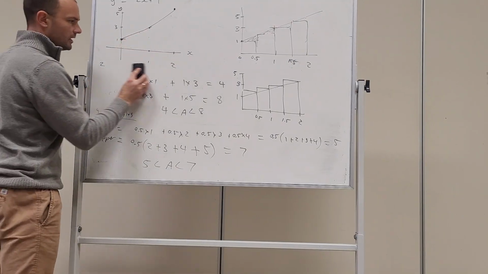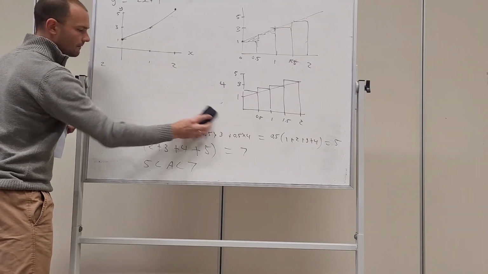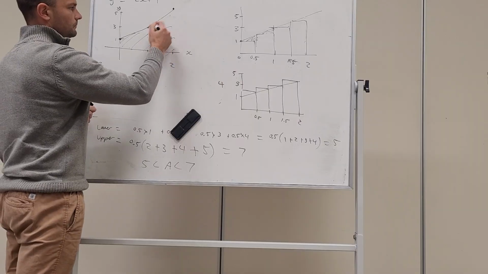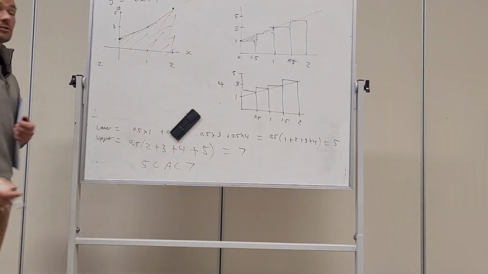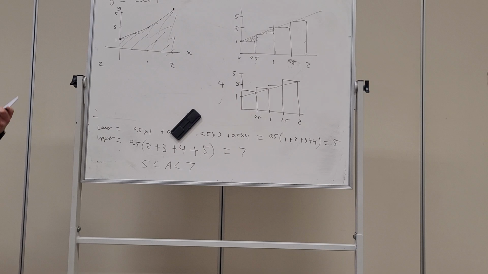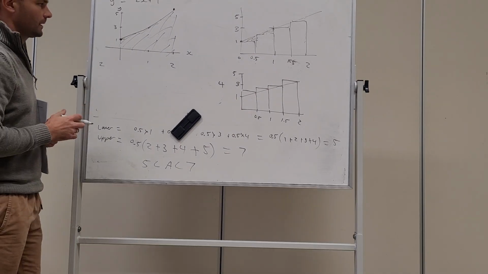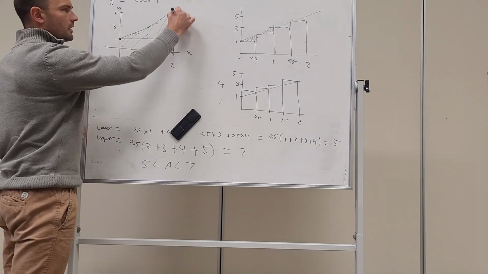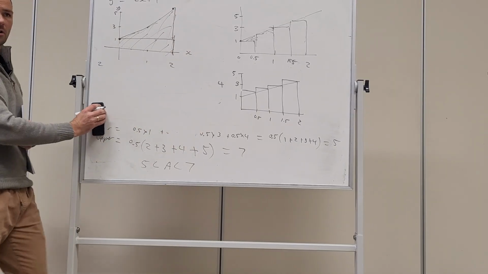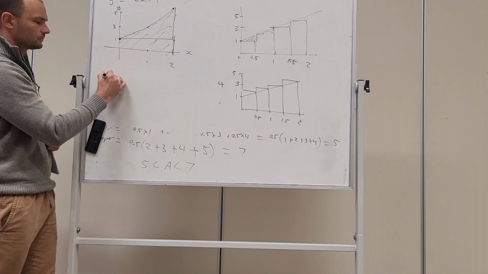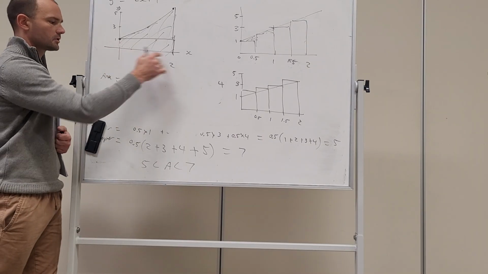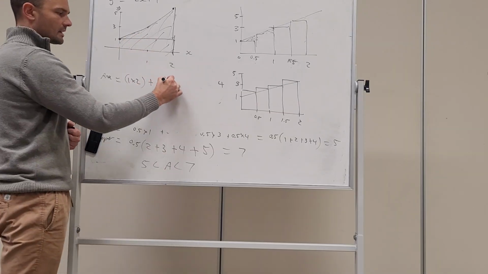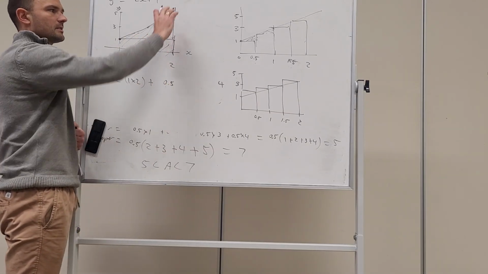Okay, so here we have the graph, and I want to know what's the exact area under this curve. Using a geometric argument means using knowledge of rectangles and triangles and how we find area. So what we'll do is divide this into a rectangle and a triangle. The area of the rectangle is 1 times 2, and the area of the triangle is always half the base times the height.